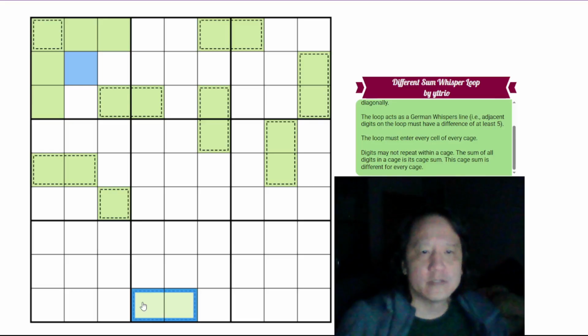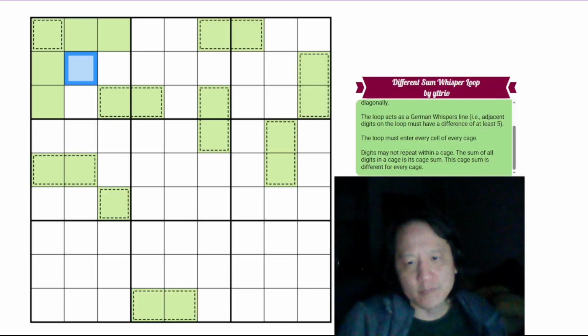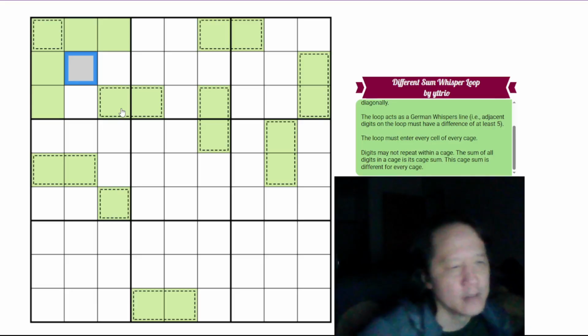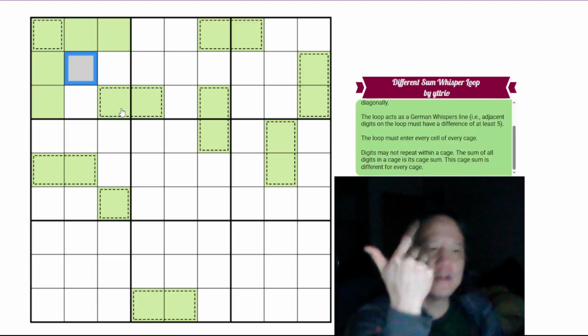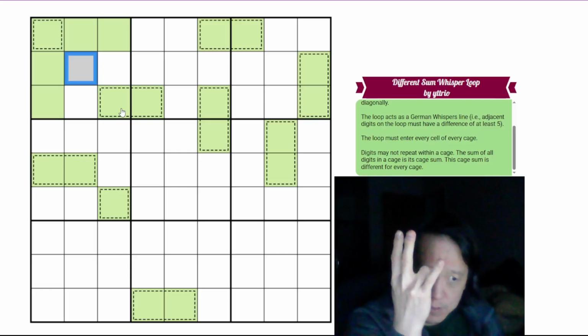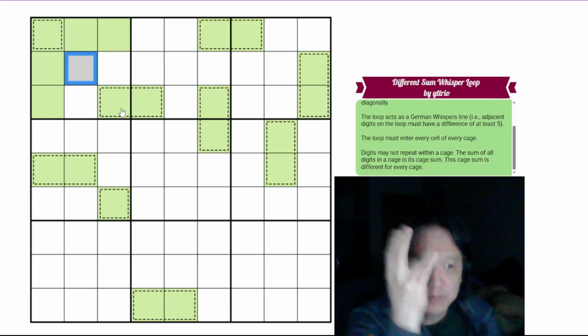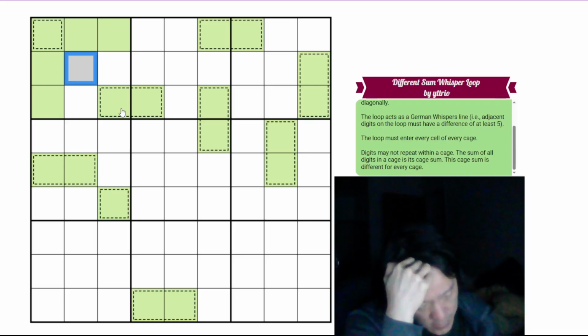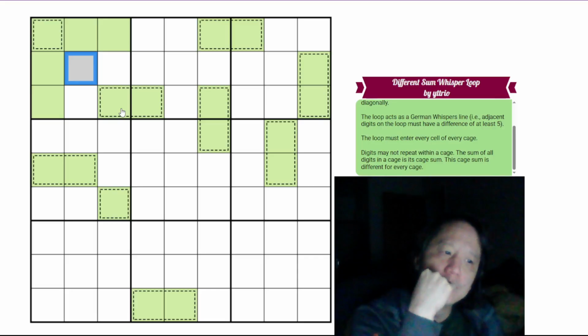That means, let's do this high and low. So then this should be essentially gray instead of blue. So you have 7, 8, 9, 10, 11, 12, and 13. Those are the 7 different sums you can have for 2-digit numbers on a German Whisper line that are adjacent to each other. So one of them has to be 1, 6, the other one has to be 4, 9, and then you have everything else in between.